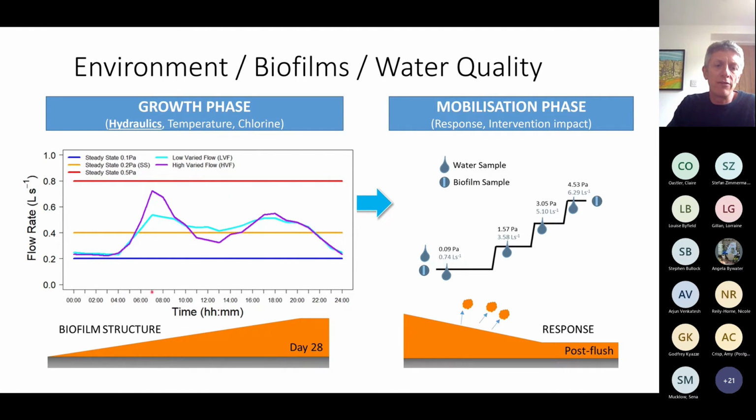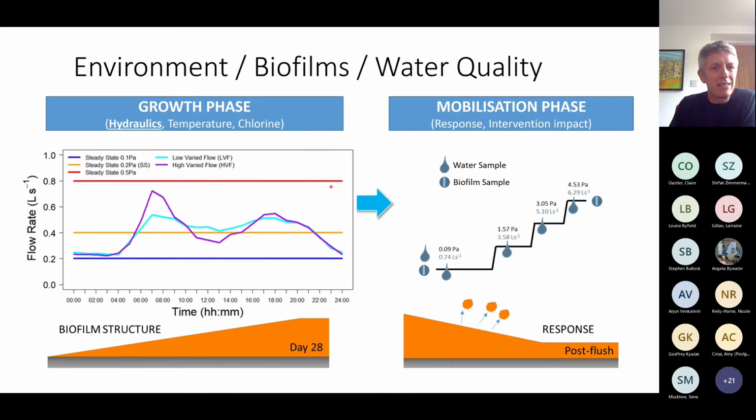So a typical result, the first one I'm going to show you, is looking at the impact of hydraulic conditions. So we might look at a low steady state flow, a medium and a high steady state flow, and we can look at just the effects of different rates of exchange, different shear stress regimes going through the pipe.